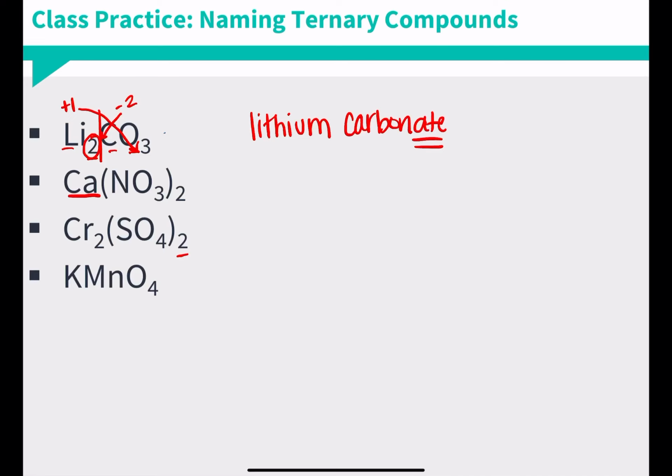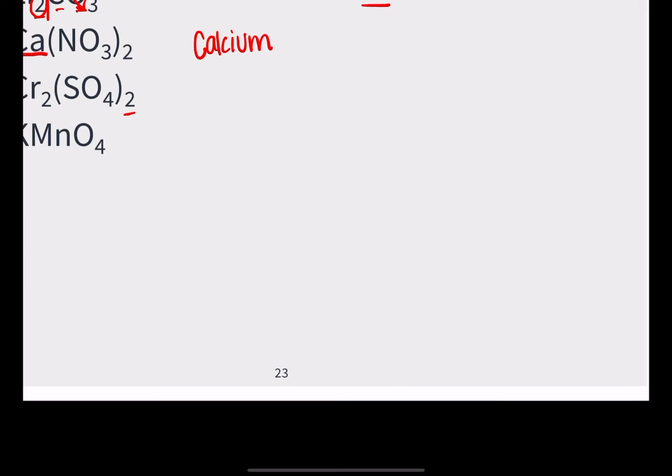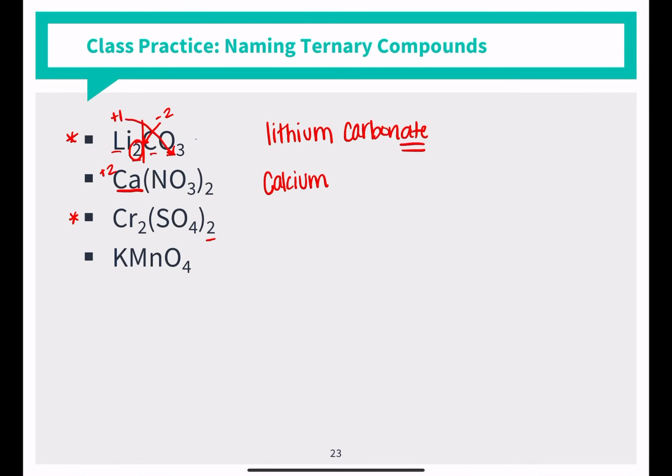Our first element is calcium. Calcium has a +2 charge. And then nitrate, if you look it up, has a -1 charge, okay? Notice that we've moved the 2 down here, put a 2 on the outside to give us 2 of those -1 charges to balance that +2 charge on calcium. So we're simply going to name this one calcium nitrate, okay?